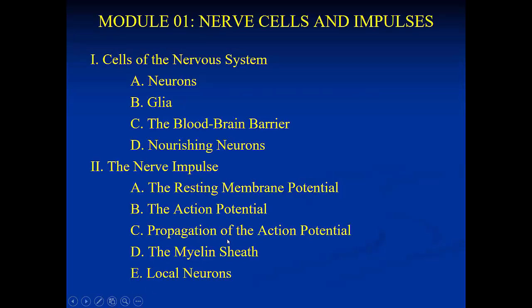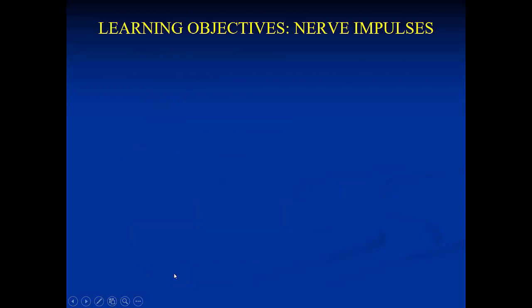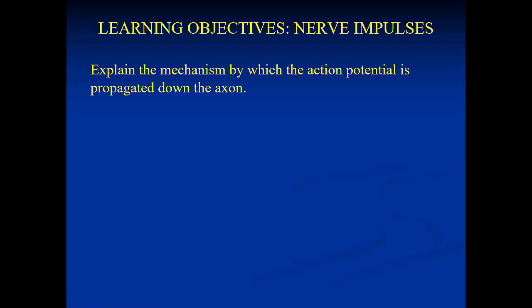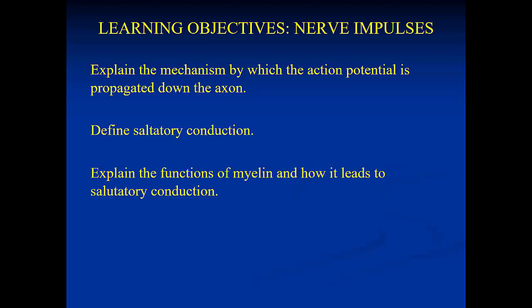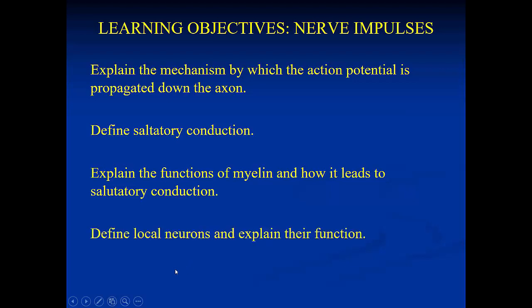Today we're going to continue on with the propagation of the action potential. I'll talk a little bit about the myelin sheath and a little bit about local neurons as part of this unit. At the end of this video, I want you to be able to explain the mechanism by which the action potential is propagated down the axon, define saltatory conduction, explain the functions of myelin and how it leads to saltatory conduction, and simply define local neurons and explain their function.